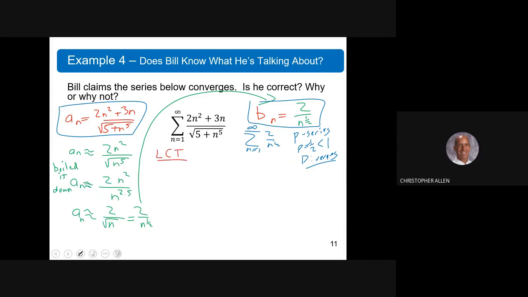So here we go. We are going to do the limit as n goes to infinity of a sub n over b sub n. In this case, it's the limit as n goes to infinity of my a sub n, which is 2n squared plus 3n over the square root of 5 plus n to the fifth, divided by, now instead of dividing, I'm going to just multiply by the reciprocal, which is the square root of n over 2. So I kind of skipped a step there. Hopefully you guys can give me a little bit of grace on that.